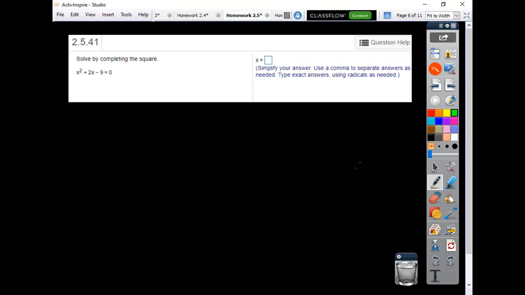All right, Algebra 2, more practice on completing the square and solving the equation when you use the method. Problem 2.5.41 on Math Excel: x squared plus 2x minus 9 equals 0. Again, last time I showed you a couple different methods.